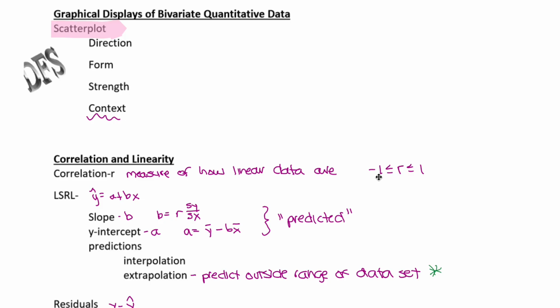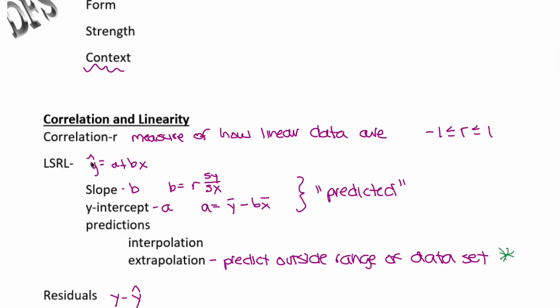LSRL, this is like the linear equation that we've been using since middle school. So y hat equals a plus bx. The reason I'm using y hat instead of y is that we're using our predicted y values. So every estimate that we're doing right here is a prediction using the model that we created. We are not using actual y in here, but we're going to use actual y when we are doing the residuals, but not here. So it contains slope, y-intercept, and predictions.